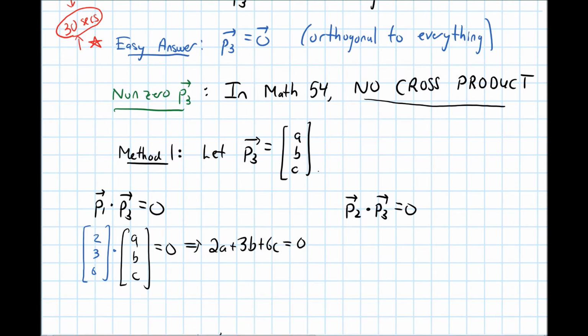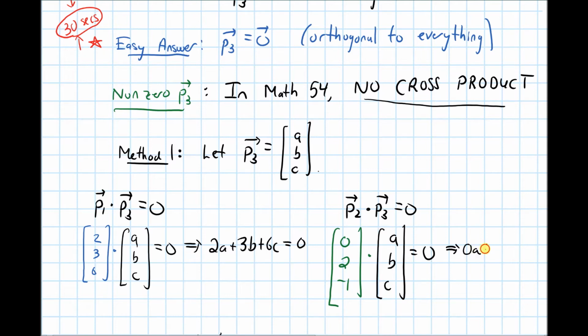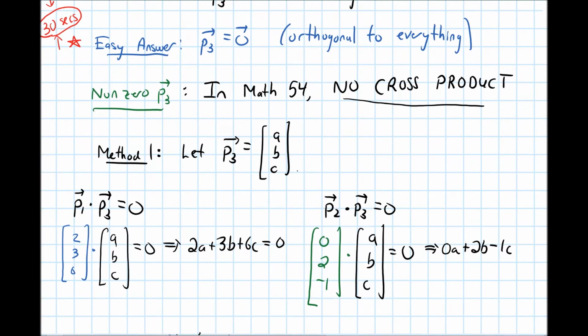Now, let's do P2 dotted with P3. P2 is the vector 0, 2, negative 1. Let's dot that with P3, which is this A, B, C vector, and I want this to equal 0. If we take the inner product of these, in other words, the dot product, we'll get 0A plus 2B minus 1C, and that should be equal to 0.